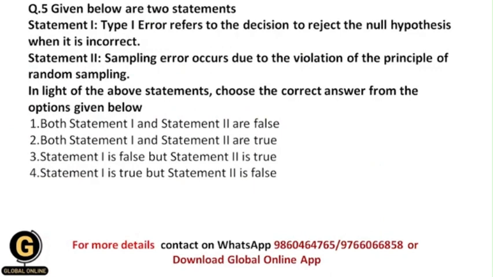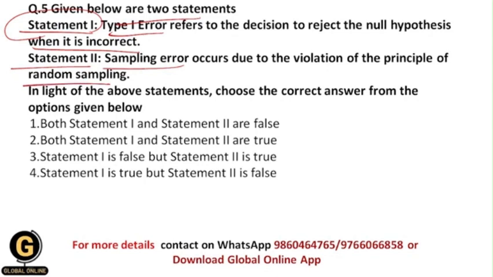Next, given below are two statements. Here as well you have been given two statements, statement 1 and 2, and we need to decide which of these statements are correct. Now let us see statement 1: Type 1 error refers to the decision to reject the null hypothesis when it is incorrect. And statement 2: Sampling error occurs due to the violation of the principle of random sampling.